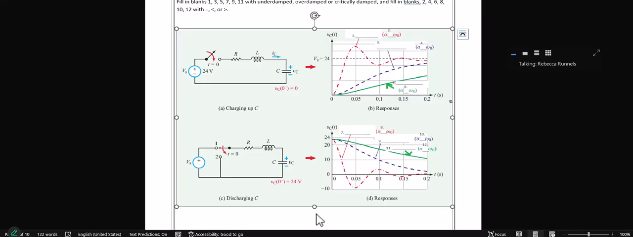Blank 11 is overdamped because it's going to take longer to get to the final value, and for overdamped, alpha is greater than omega naught. So any questions on that one?